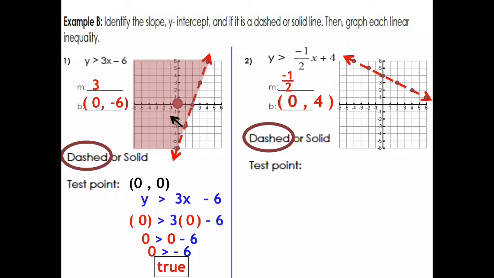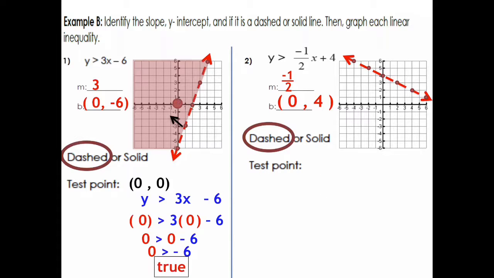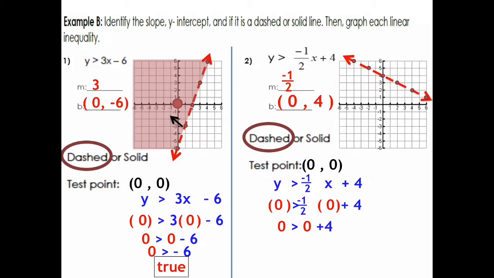And now we're going to look for a test point. Now you can see that the point (0, 0) is not on that line. So we can use (0, 0) as our test point. So we're going to put that in y is greater than negative 1 over 2 x plus 4. So go ahead and plug in (0, 0) and tell me if it's true or false. Alright, so when we plug in (0, 0), we're going to have 0 is greater than negative 1 over 2 times 0 plus 4. That's 0 is greater than 0 plus 4, which means that 0 is greater than 4. Now I hope you picked false because it is false. 0 is not bigger than 4.